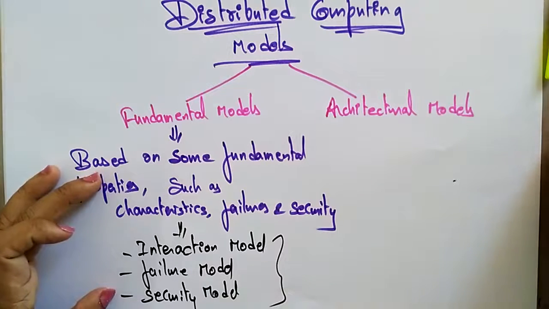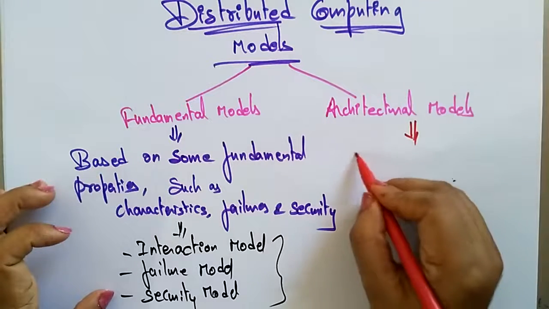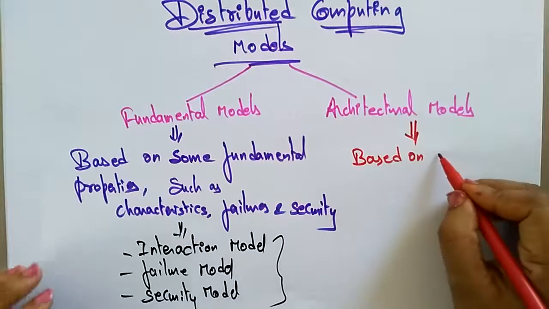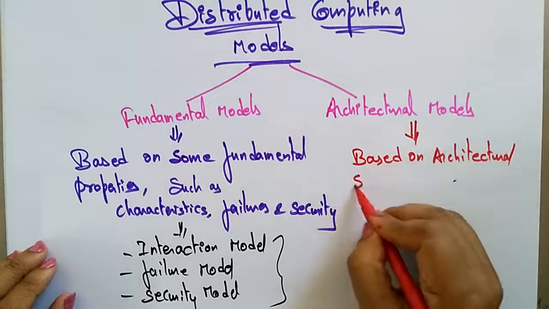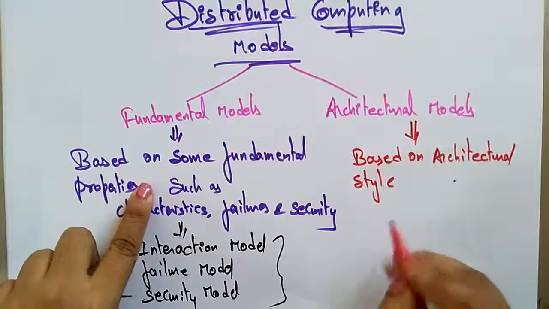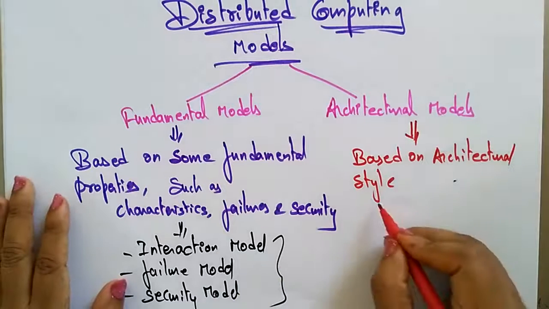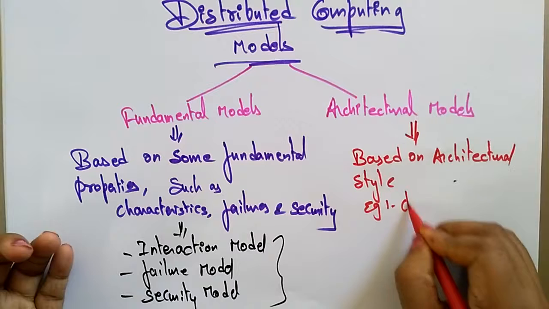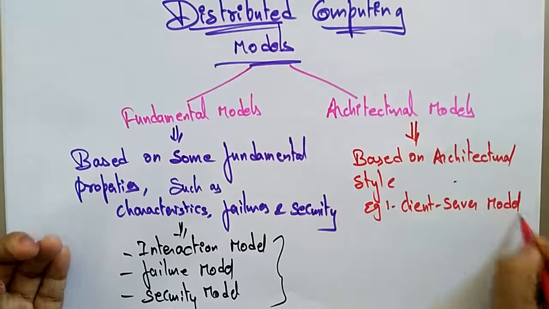Then what about the architectural models? Which models do we call architectural models? The architectural models are based on architectural style. So the fundamental models are based on fundamental properties and the architectural models are based on style. Examples of these architectural styles are classifying the processes as the client-server model and the peer-to-peer model.